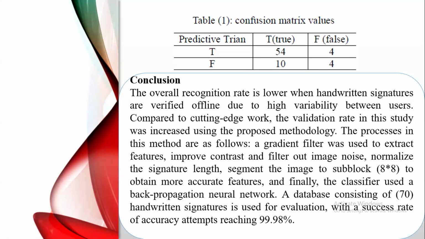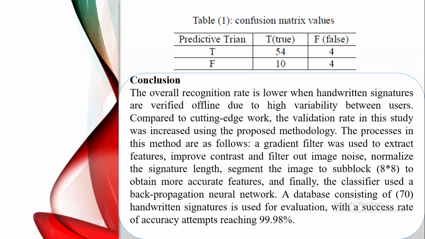Conclusion: the overall recognition rate is lower when 110 signatures are verified offline due to the high variability between users. Compared to cutting-edge work, the validation rate in this study was increased using the proposed methodology. The process in this method is as follows.